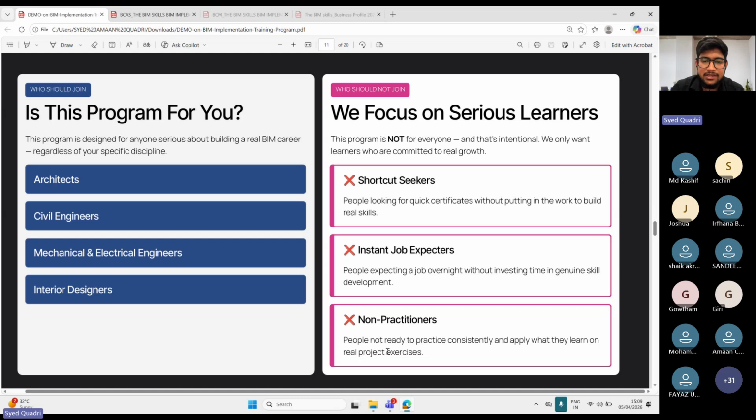For example, today there is one session that will be completely practical. After the session, you need to start practicing. If you're not practicing, then these sessions are not for you. For example, some may think that if I listen to the class, I will be able to build the skills. That is not possible.